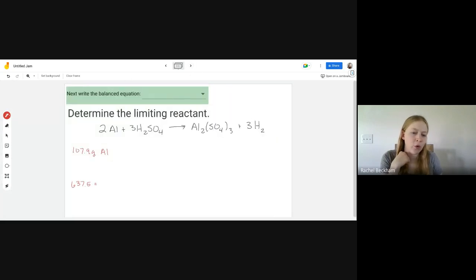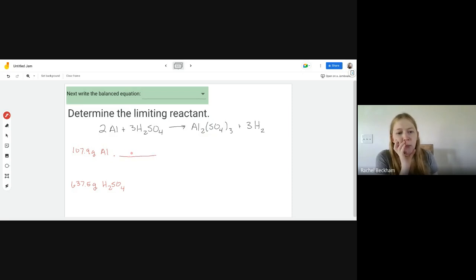So write down the gram amounts of the starting reactants. See how these are our reactants right here? So we're going to write that down. We are going to convert them all the way over to grams of aluminum sulfate for both of them. This is how you determine the limiting reactant. Okay, so we're going to see how many grams of aluminum sulfate this much aluminum would yield. The first step is to convert it to moles.